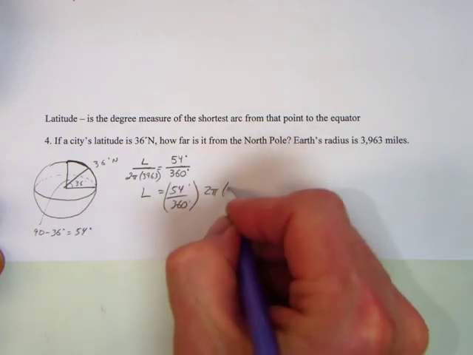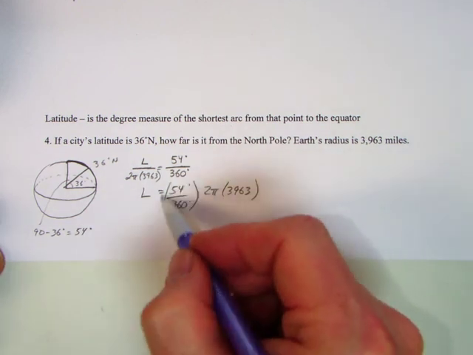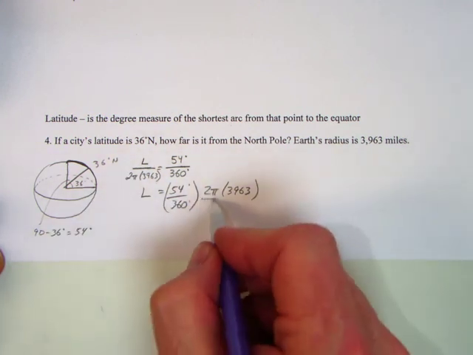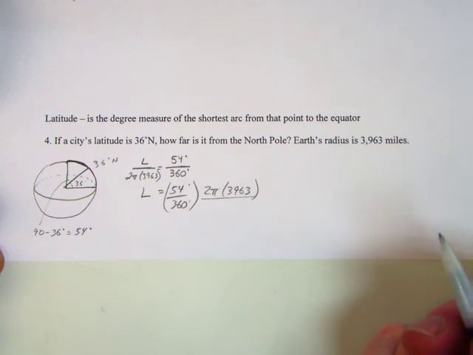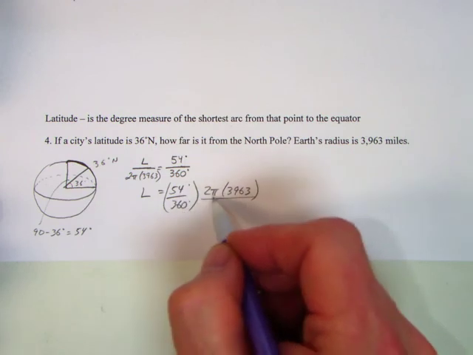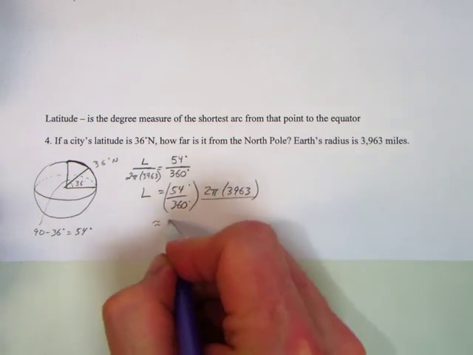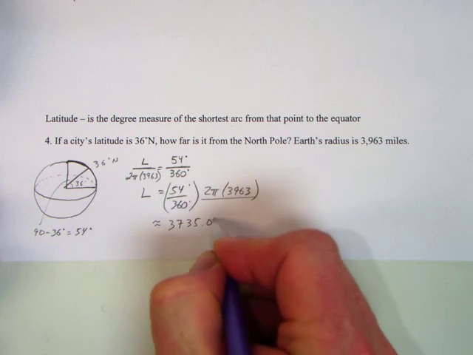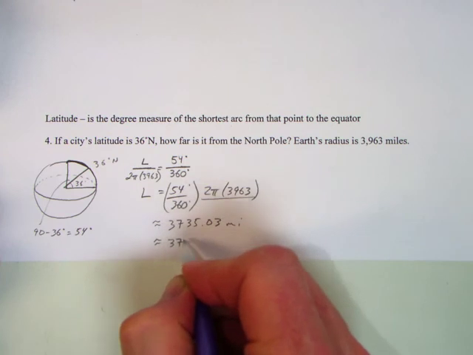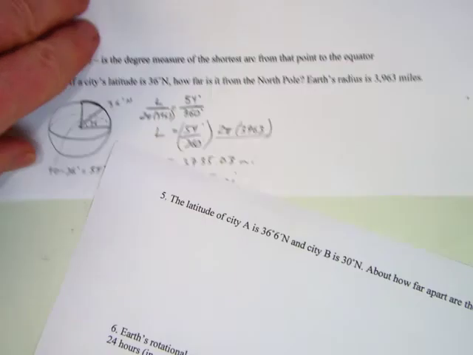Another way, and I've done when I dealt with arc length before, there's multiple ways that you can look at it. This is saying what portion, what fraction of the entire arc do we want? And the entire arc would be the circumference here. And at this point, you just take your calculator out and do 54 divided by 360 times 2 pi times 3963, and you get approximately 3735.03. That's probably a little too much detail, so let's just give 3735 miles. Let's go on to the next page.